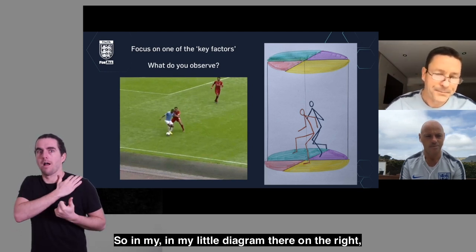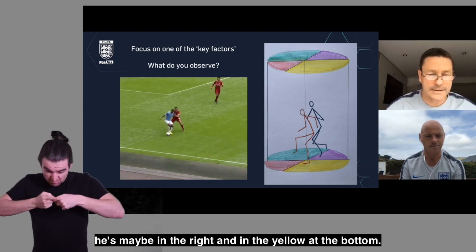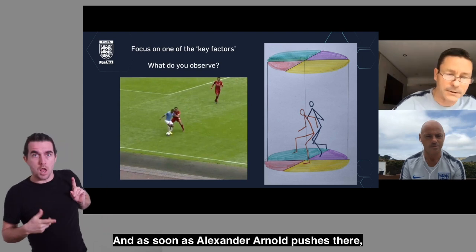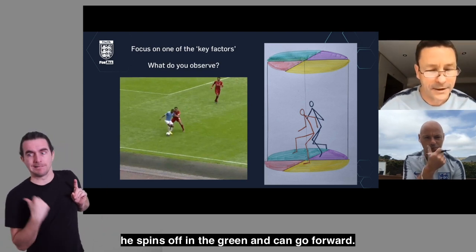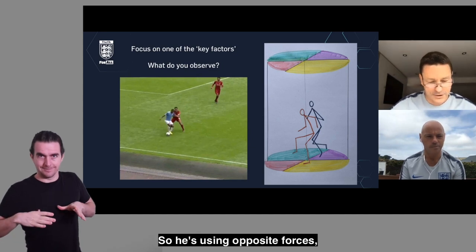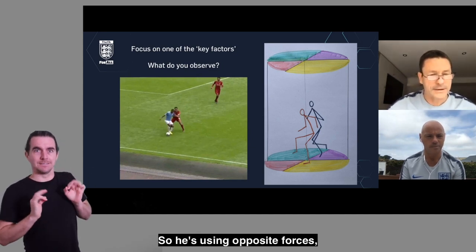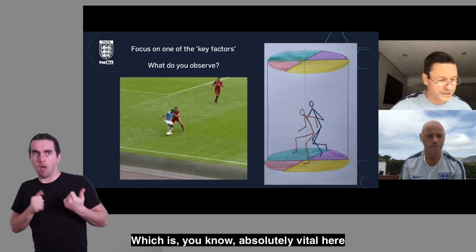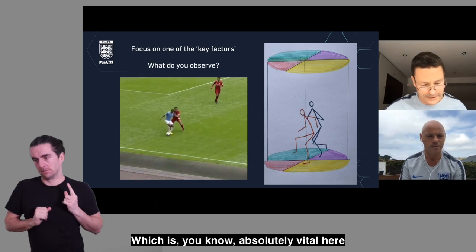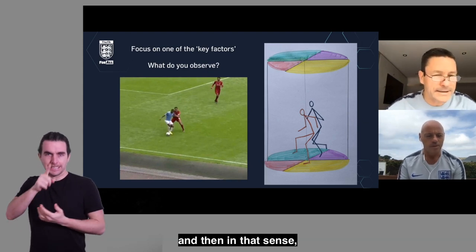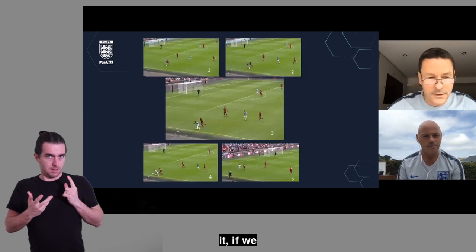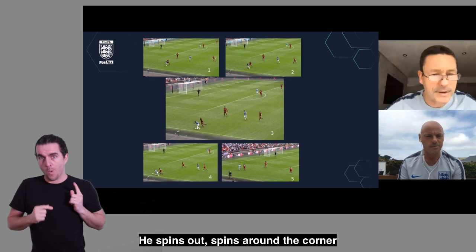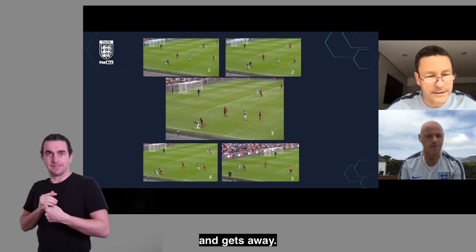In my little diagram on the right, he's in the yellow at the bottom, and as soon as Alexander-Arnold pushes, he spins off in the green and can go forward. So he's using opposite forces. He's going against the flow and using that to his advantage, which is absolutely vital here. Then if we go to the next slides, you can see what happens. He spins out, spins around the corner, and gets away.